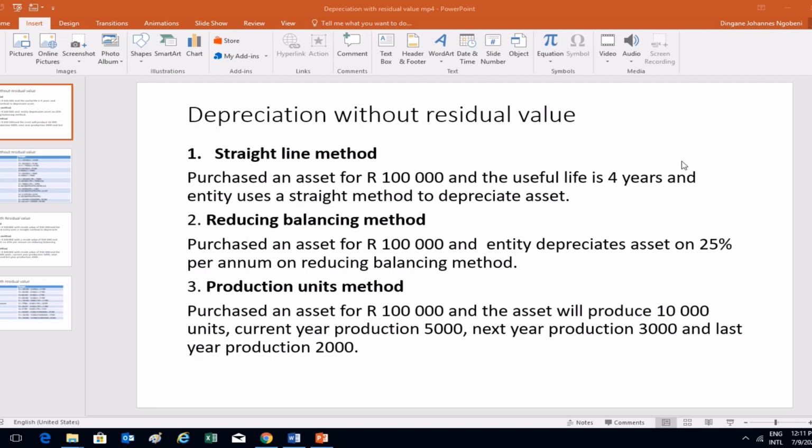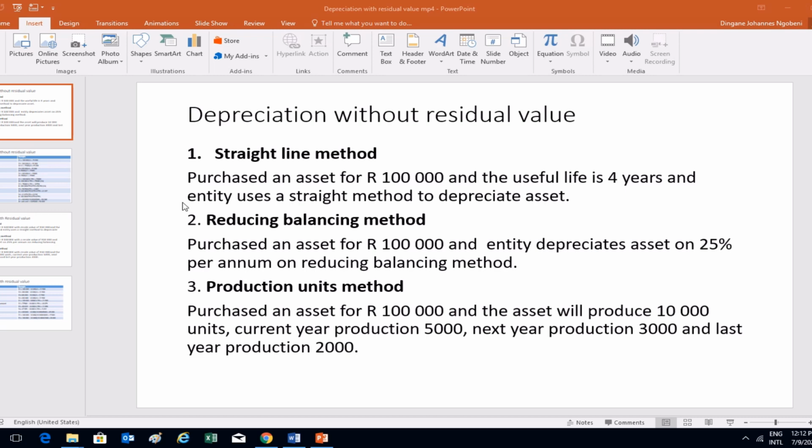Purchase an asset, useful life 4 years, straight line depreciation. Purchase an asset, the entity depreciates 25% per annum, reducing balance method. Purchase an asset of 100,000, the asset will produce 10,000 units. Current year production 5,000, next year production 3,000, last year production 2,000. Year 1, year 2, year 3.